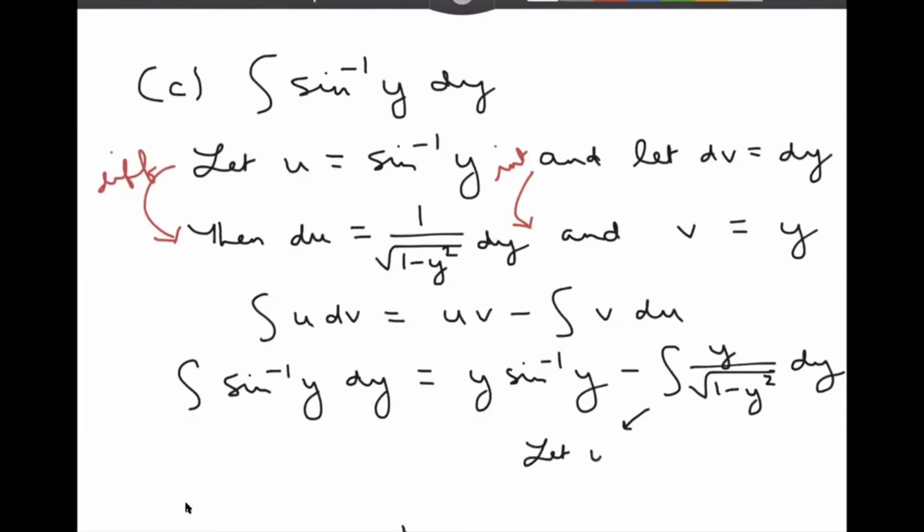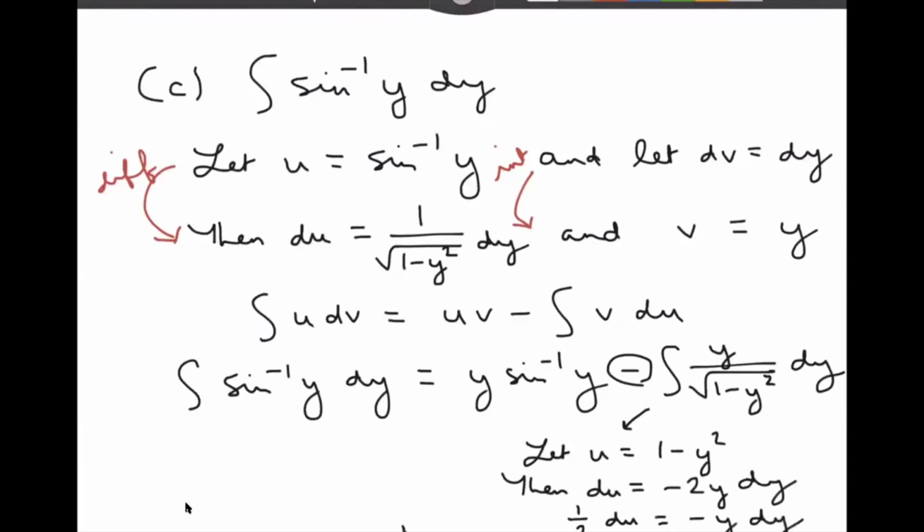If I make u 1 minus y squared, that would make du negative 2y dy. And I actually do want the minus sign, right? I have a minus sign here. I just don't want the 2. So why don't we say 1/2 du is equal to negative y dy. And then, I guess it's okay to get rid of this stuff up here.